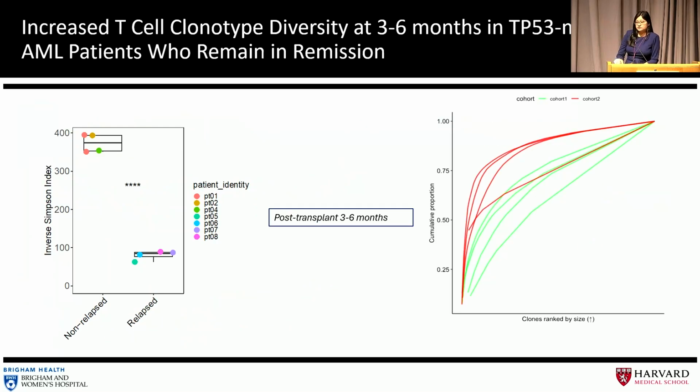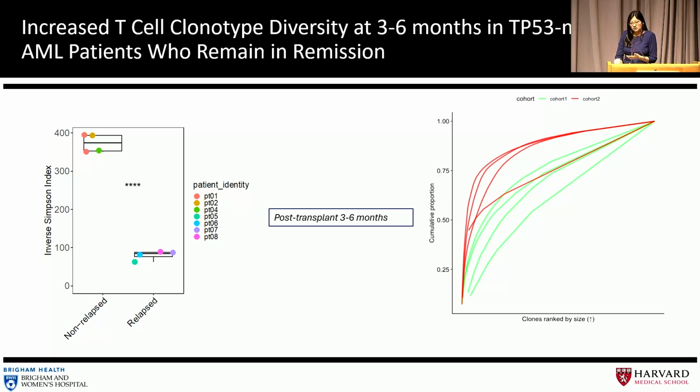And we found that there was a relative expansion of CD8 positive T cells in the patients who did relapse, but more importantly, it looked like the patients who went on to relapse had decreased TCR clonotype diversity at that 3 to 4 month time point, whereas those who remained in remission had increased T cell clonotype diversity at that time point. We subsampled the same number of cells for each patient and restricted it to the 3-month time point, and these results did not change.